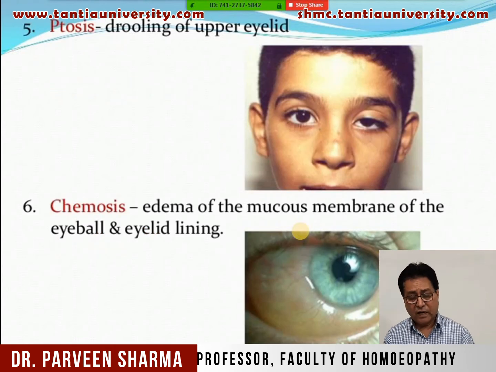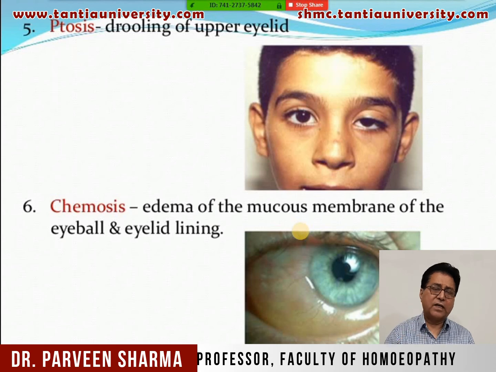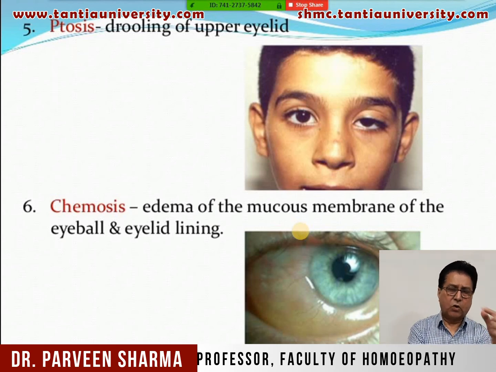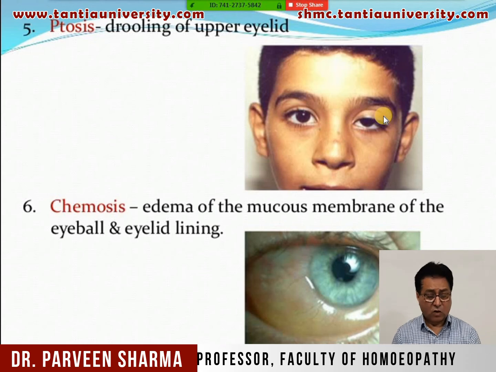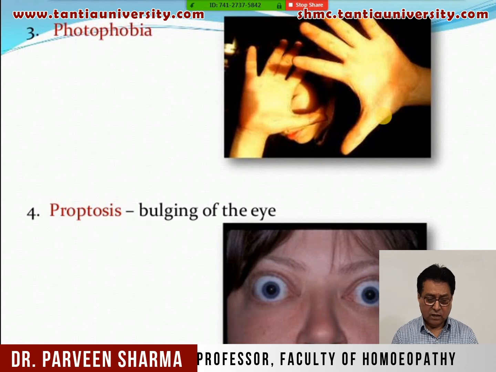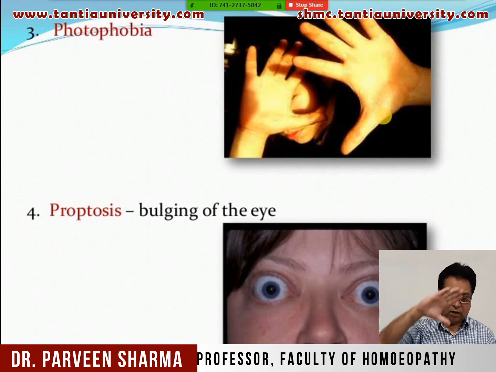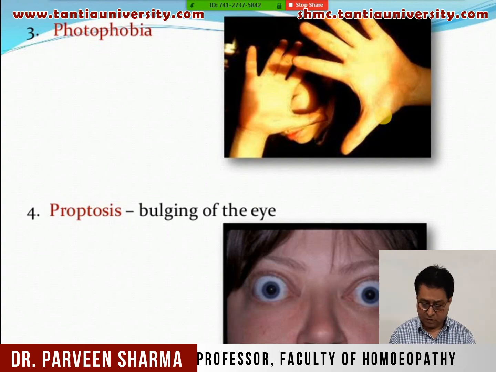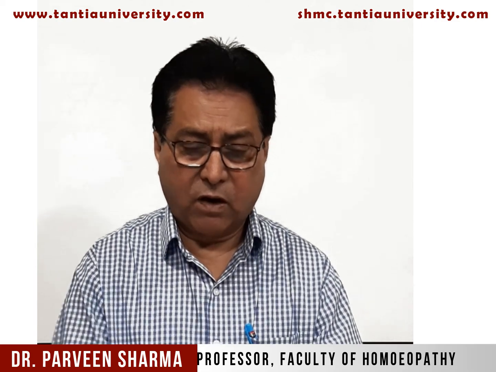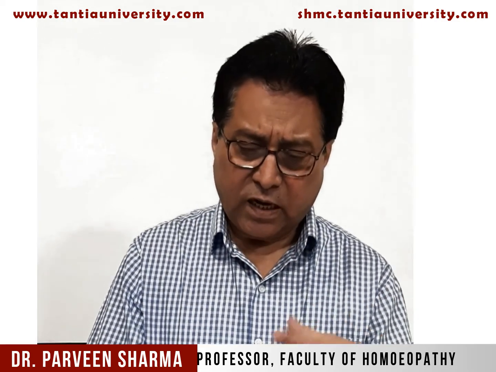Then if the third cranial nerve gets damaged, since the third cranial nerve passes through the cavernous sinus, infection from this region can damage the third nerve also, and in that case there will be ptosis. Involuntary drooping of the upper eyelid is known as ptosis. Then edema of the mucous membrane of the eyeball will be there, chemosis. Then there will be photophobia, aversion to light. Then there can be bulging of the eye, proptosis. So that is the applied anatomy of the face. This is the detail of the face.